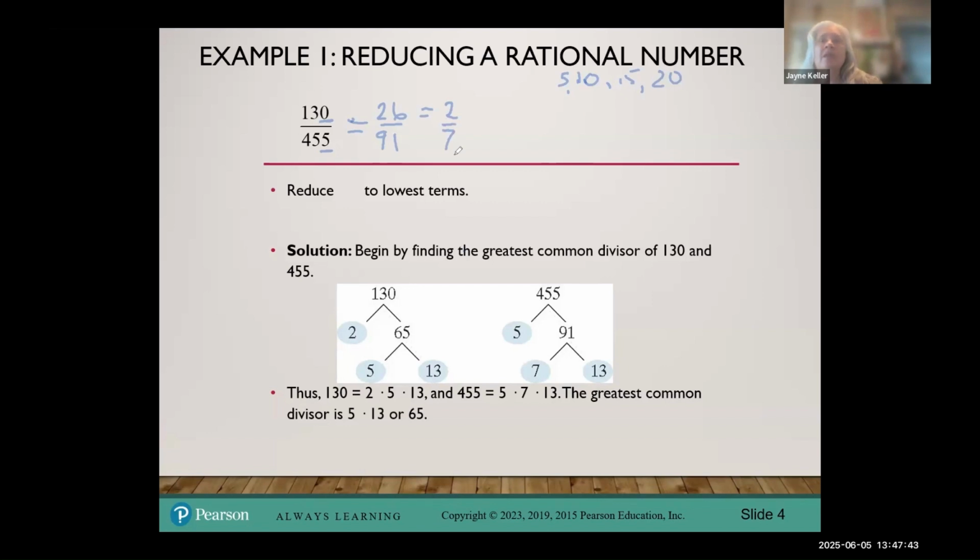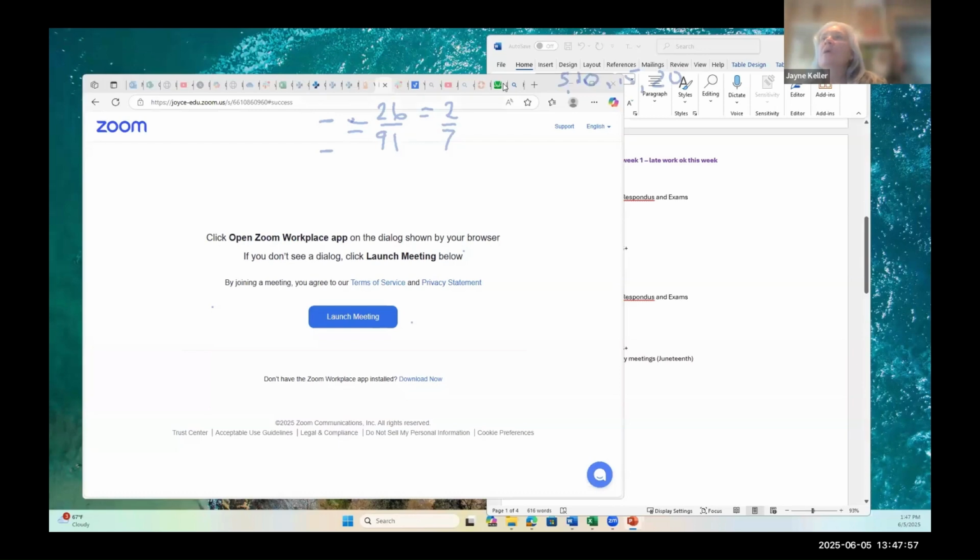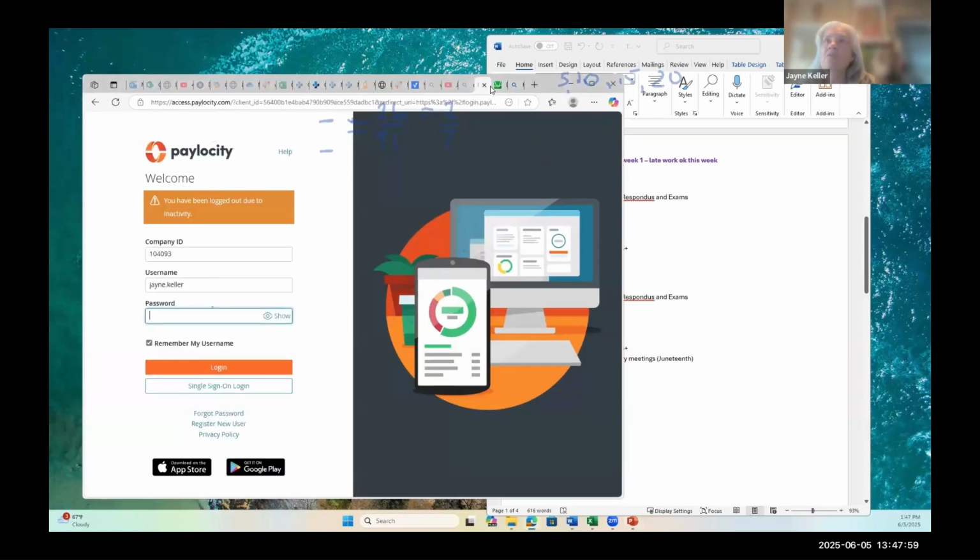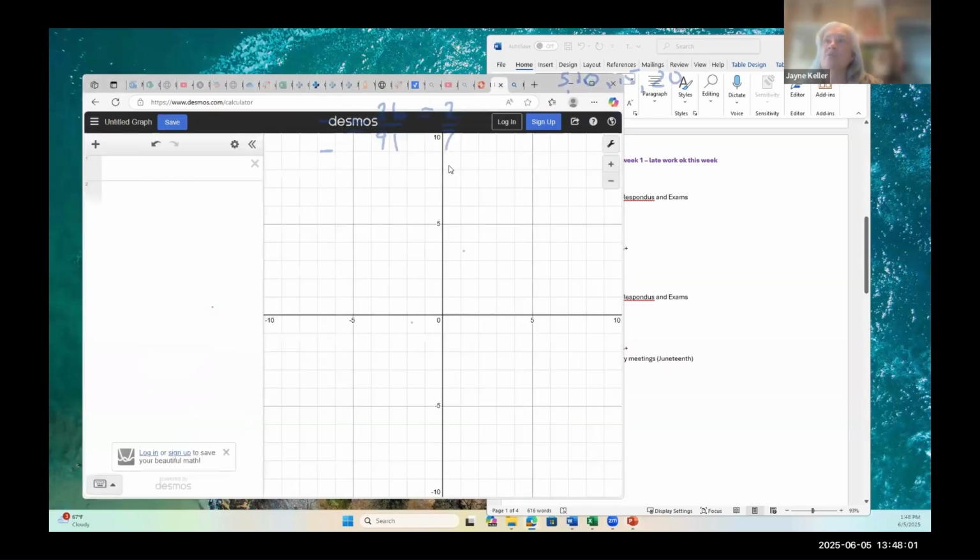So that's one way. Another way that we can do this, and I'm going to pop out of here for a minute. Whoops, if my mouse will cooperate. There we go. Now it will. Okay. Are you seeing my Desmos screen now? Yeah, okay.